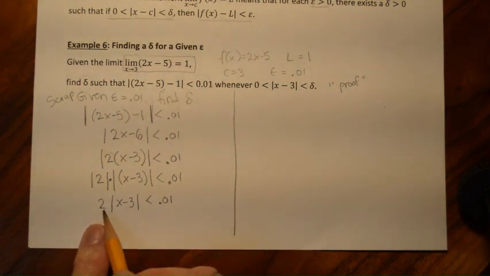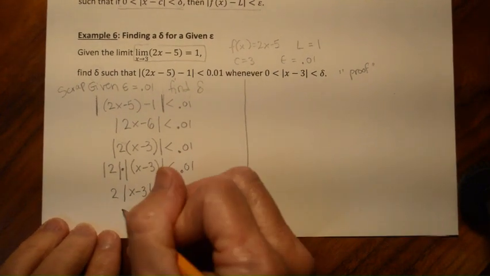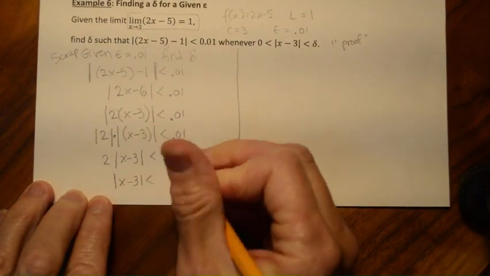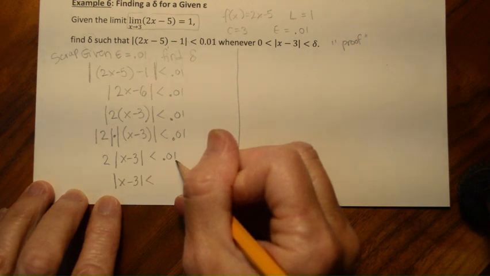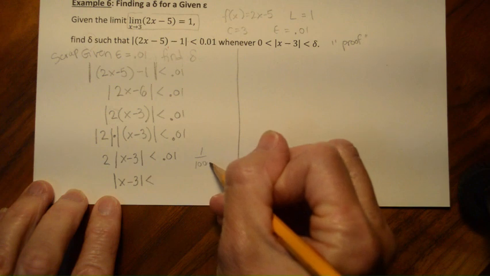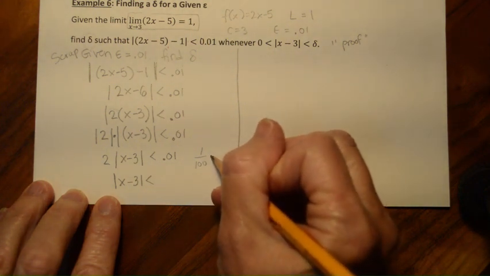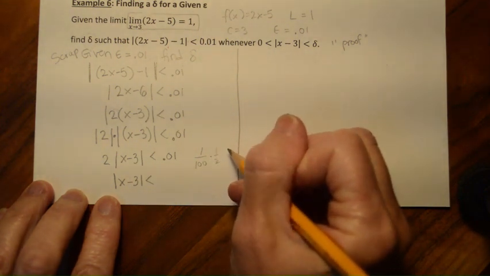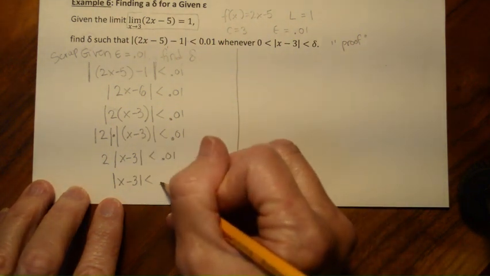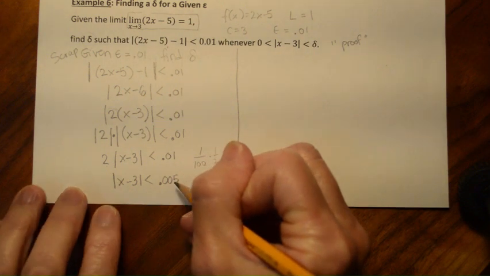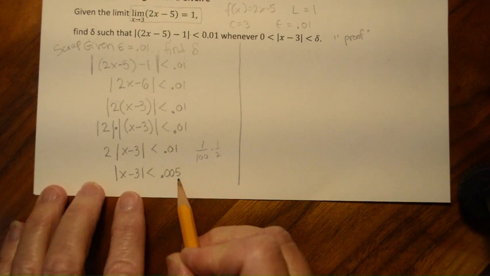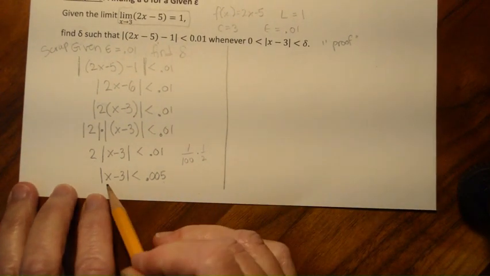I'm going to divide both sides by 2, and so I end up getting the absolute value of x minus 3 is less than 0.01 divided by 2. Well, this is 1/100th divided by 2, so this ends up being times 1/2, or 1/200th. That is 0.005, I think. Yeah, 0.005.